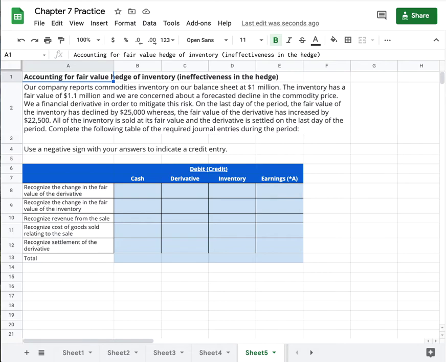So, to recognize the change in the fair value of the derivative, that would be the 22,500 with a credit, so a negative 22,500 on our earnings.